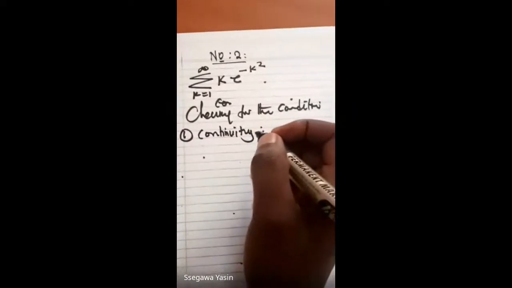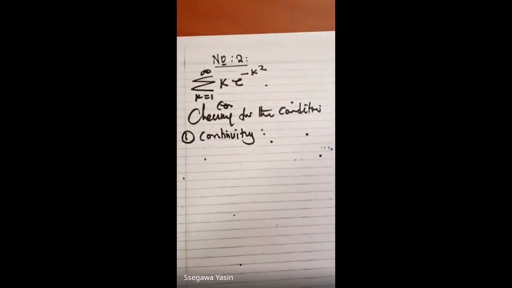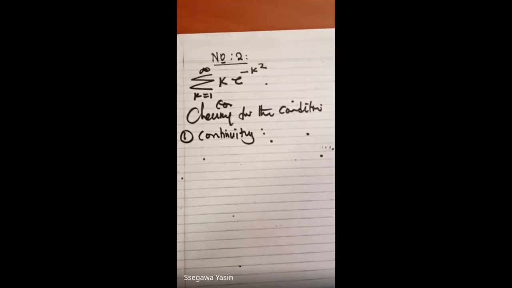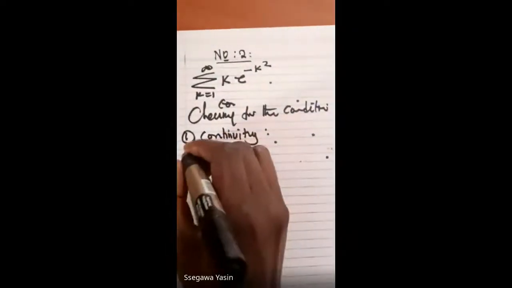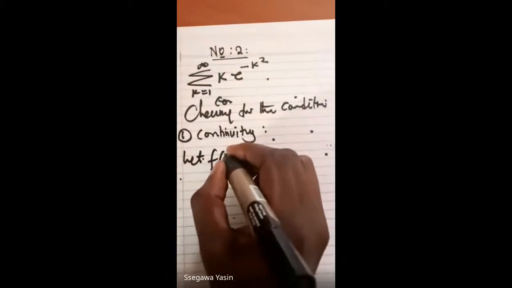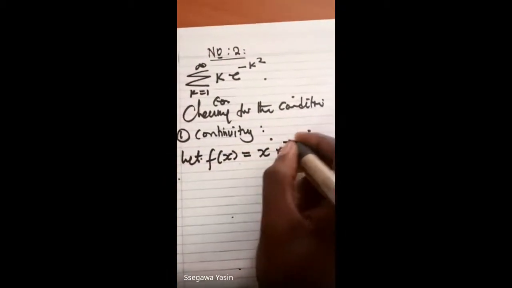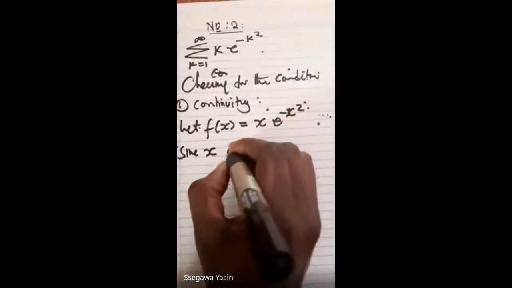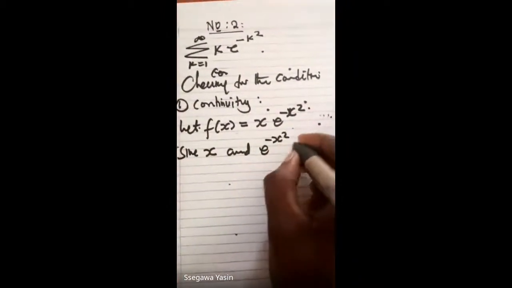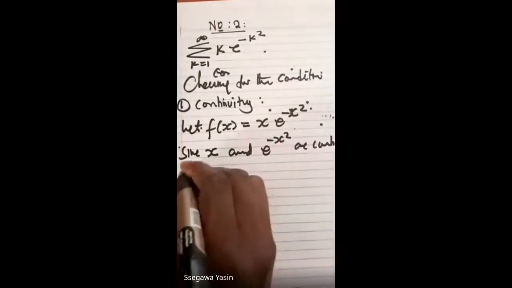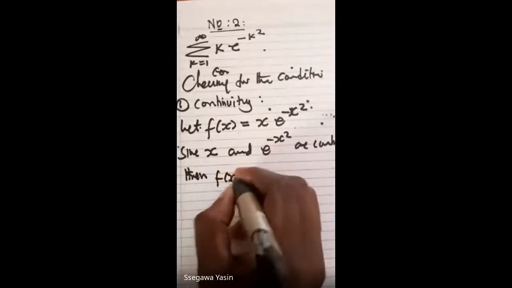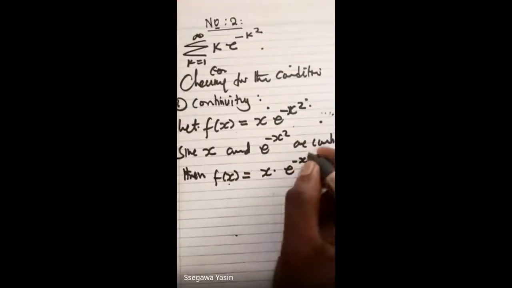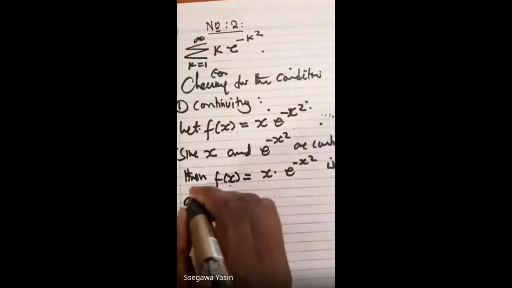For continuity, what do we have? Is the k continuous? We can take f of x to be the same as x e to the power negative x squared. Since x and e to the negative x squared are continuous, then f of x, which is the product, x times e to the negative x squared, is also continuous.